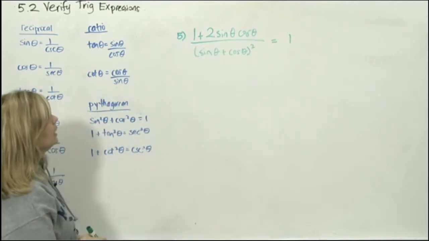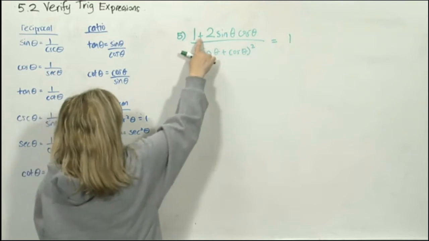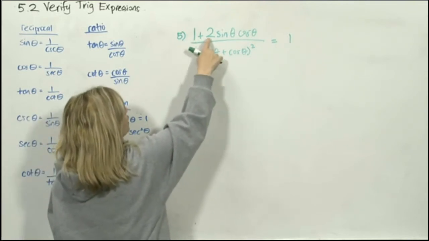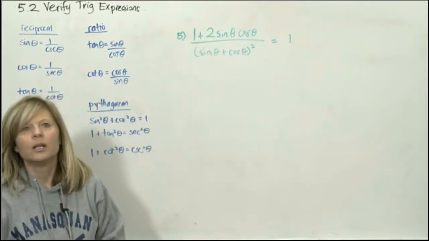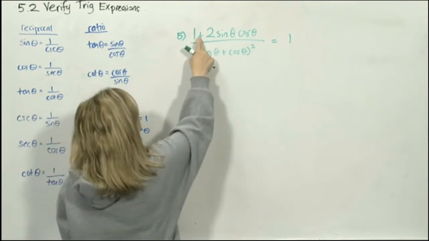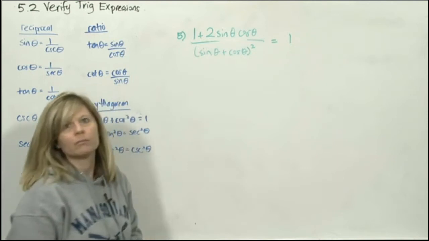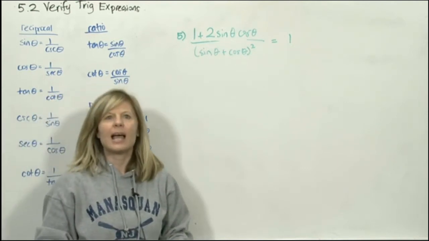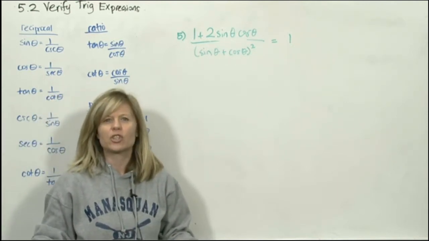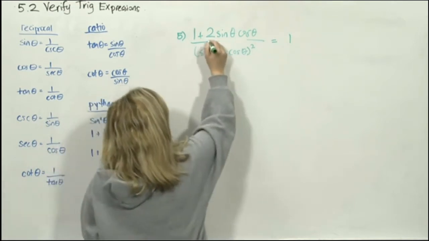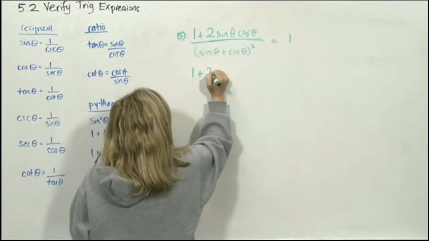All right. In the numerator, I see addition. Can I add this 1 to this 2 and make 3? No, because it's not 1 plus 2. It's 1 plus all of that expression. That would be like me asking you to add 1 plus 2x. You can't do it. So there's nothing we can do in the numerator. I'm going to leave the numerator alone.